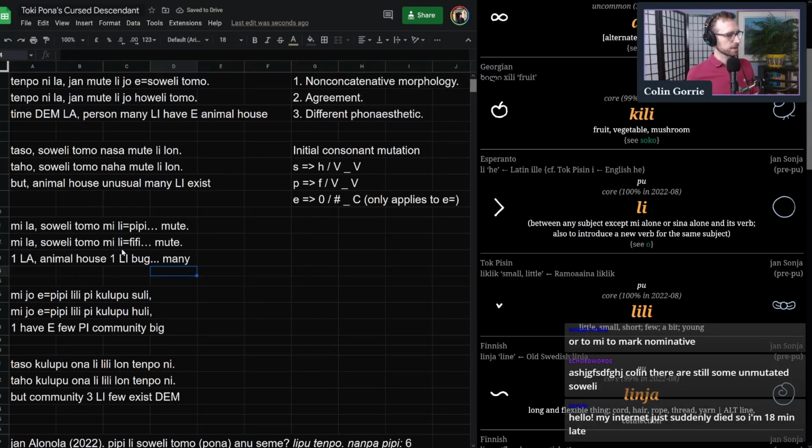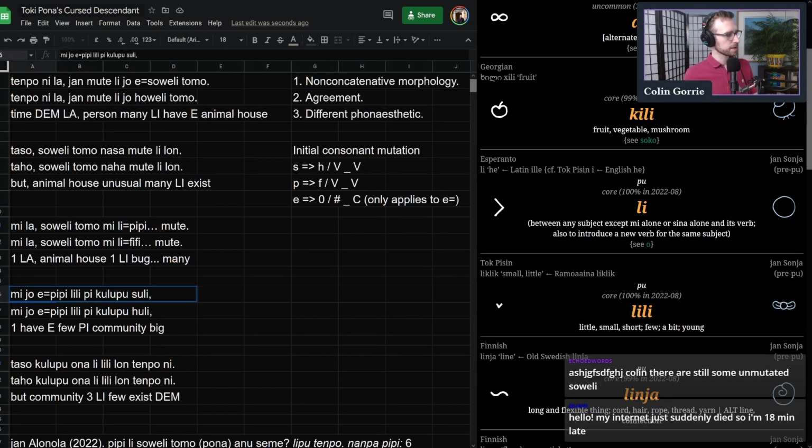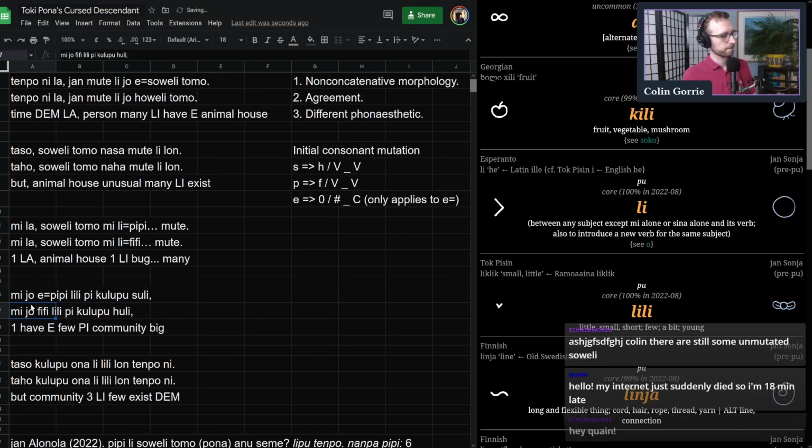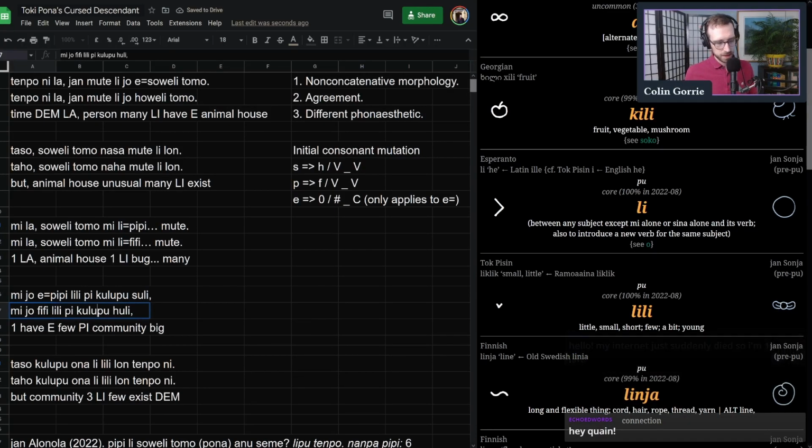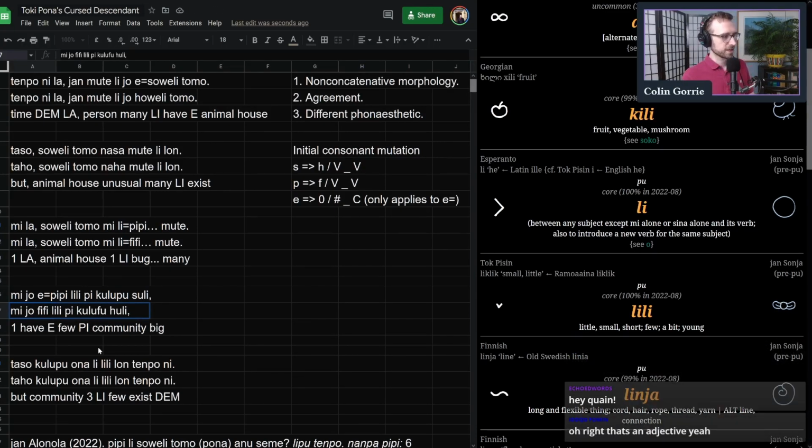Okay, so then let's continue with our P to F fun. So mi, yo, e pipi, going to e fifi, and then we're losing the A. Kulupu, we're losing the P, it's leniting to an F. And here it's leniting to an F again. And here in tempo, it is protected by the nasal. Okay.